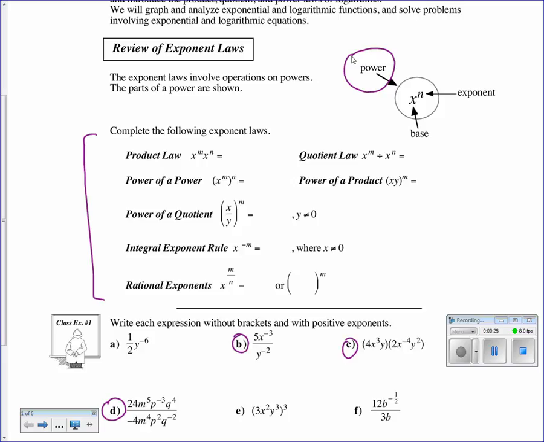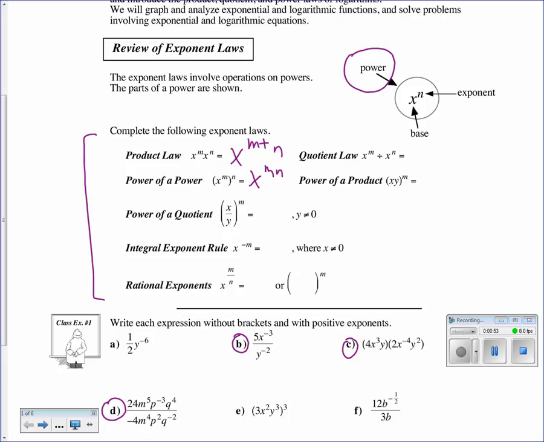What's the rule when I take two bases that are the same and I want to multiply them? What do I do with their exponents? You add them. So that's x to the m plus n. What about a power of a power? You multiply those. So that's going to be x to the mn.